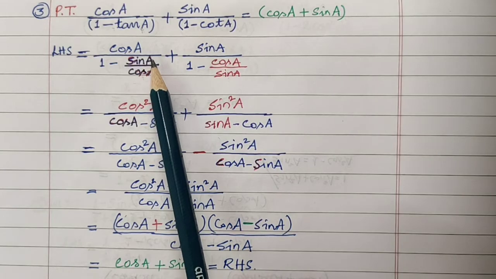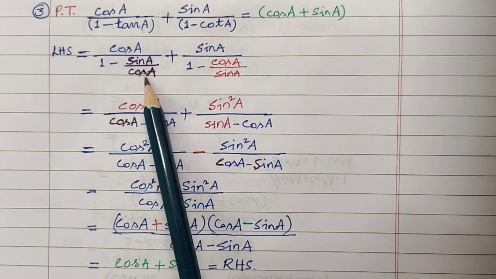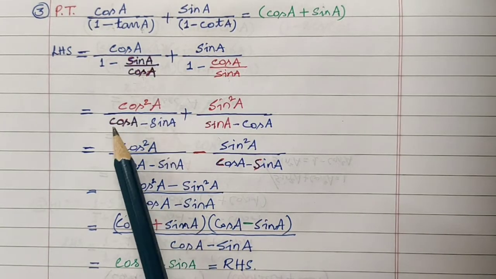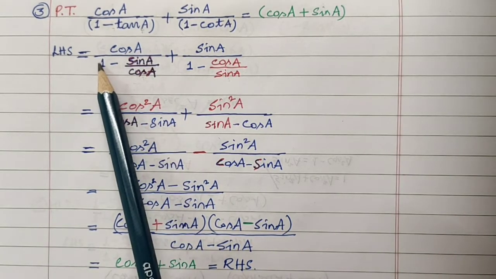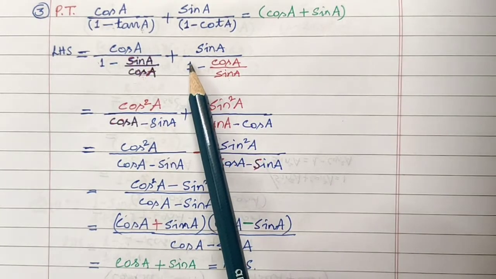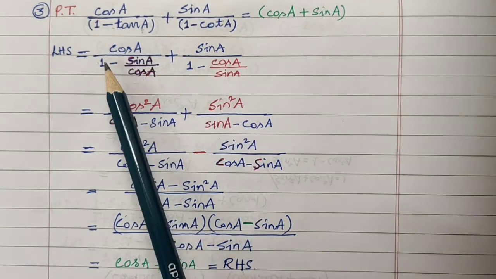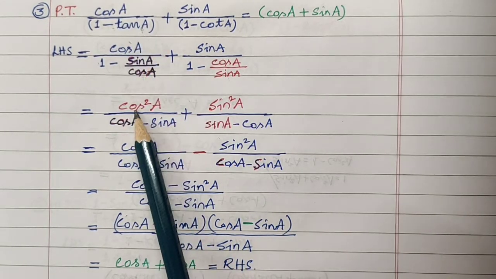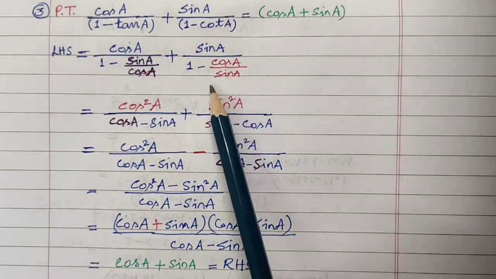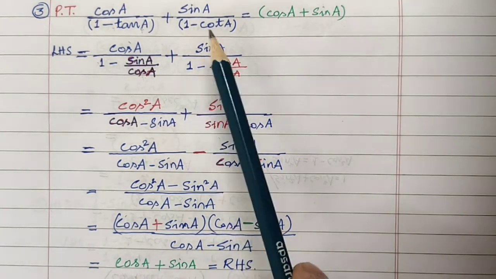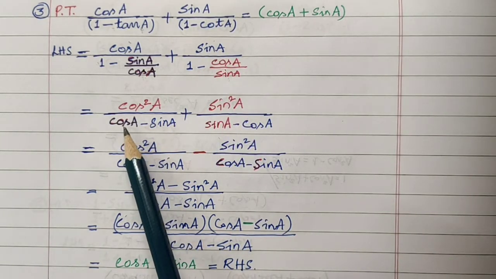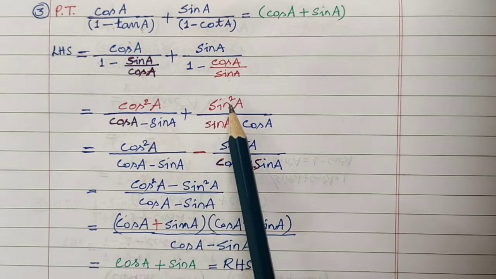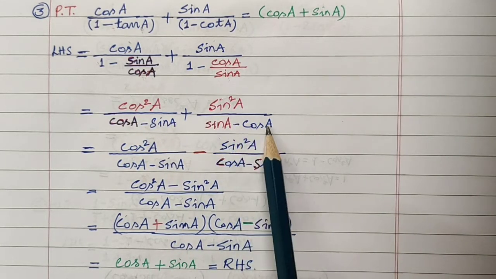So here once again what we have to do is take the LCM, that is cos A in this, sin A in this. Once you take the LCM, this will become cos A minus sin A divided by cos A, and this will become sin A minus cos A divided by sin A. When this goes up, cos A into cos A becomes cos square, and with sin A it becomes sin square. So we have cos square A divided by cos A minus sin A, plus sin square A divided by sin A minus cos A.